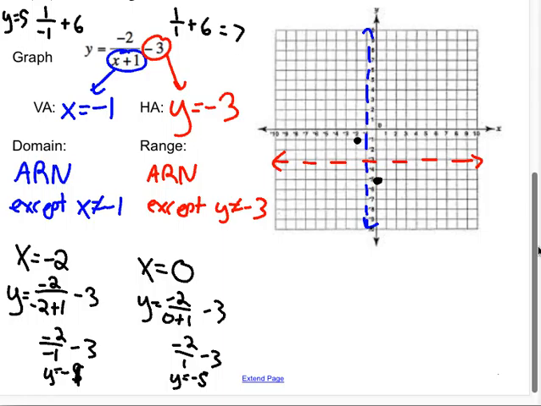And now that I know where my branches are, I just connect them up.